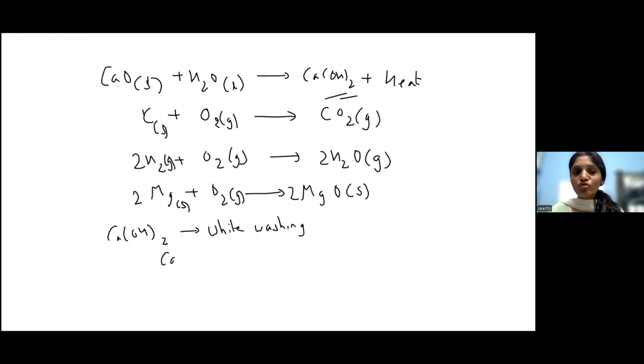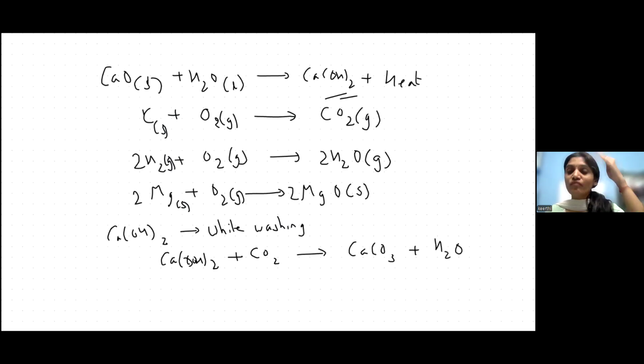When you do the whitewashing, the calcium hydroxide which is there on the walls reacts with the atmospheric carbon dioxide, forming calcium carbonate plus H2O. Now, formation of this calcium carbonate will give the shiny finish. Today we do whitewashing. The calcium hydroxide in the whitewash reacts with atmospheric carbon dioxide, giving calcium carbonate plus water. This will give the white shiny finish to the walls.